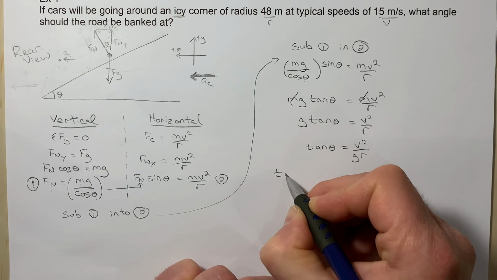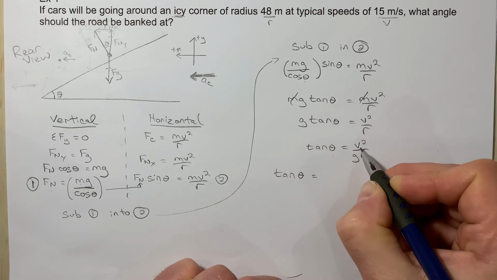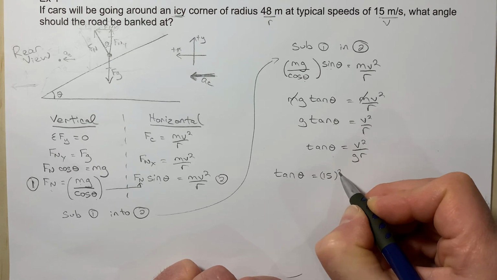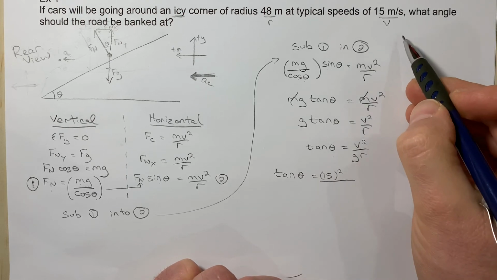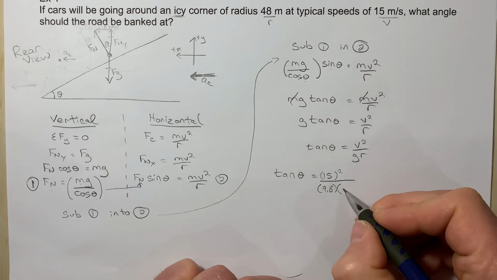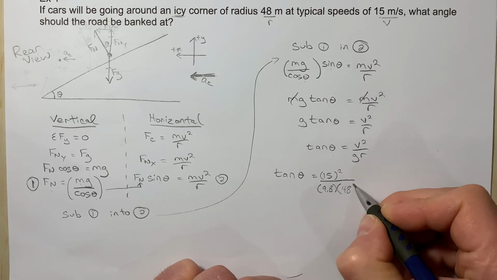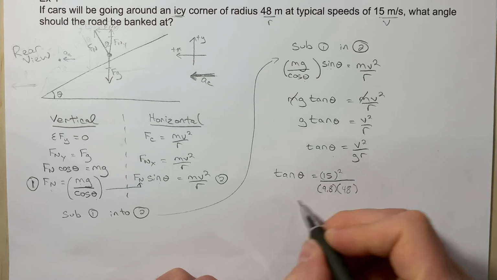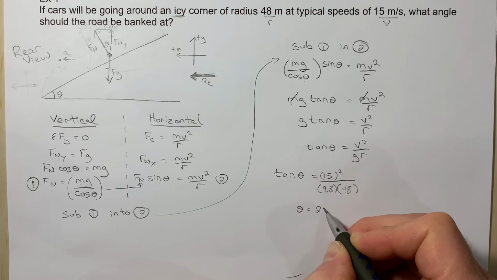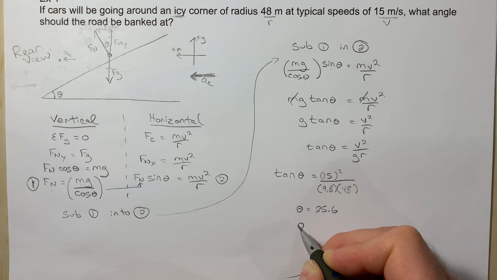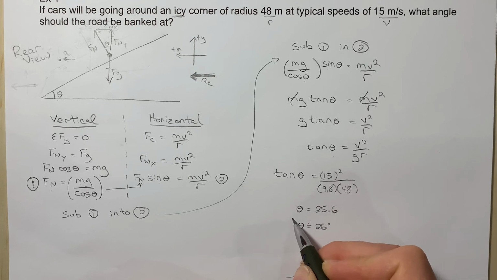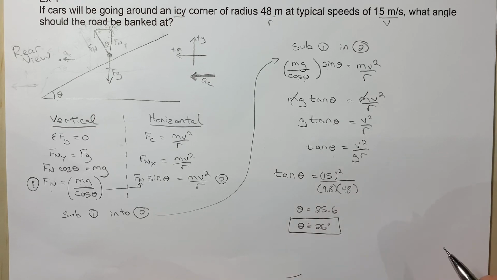So let's move over just a little. Tan theta is equal to v squared, 15. Again, don't forget to square. g is 9.8. Radius 48. And we'll work this thing out. Theta is 25.6. Let's say for sig digs, theta is approximately 26 degrees. And there's our answer.